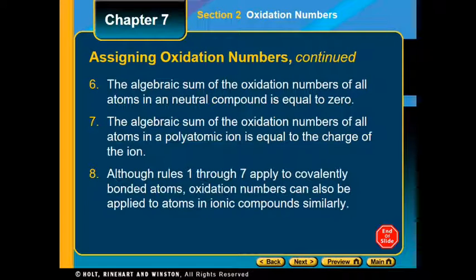And rule 8. Although rules 1 through 7 apply to covalently bonded atoms, you can also use these rules with ionic compounds similarly. We've said these oxidation numbers look a whole lot like charges already. The same again is going to hold for your ionic compounds. Very similar.